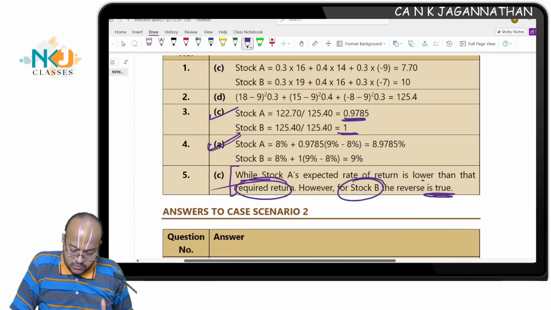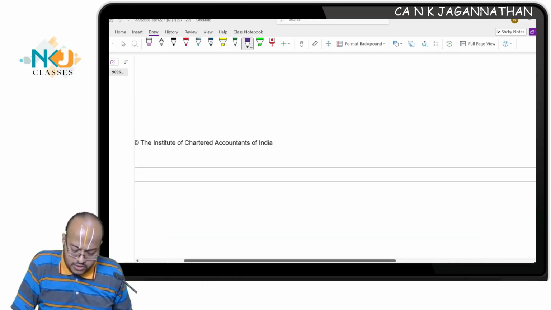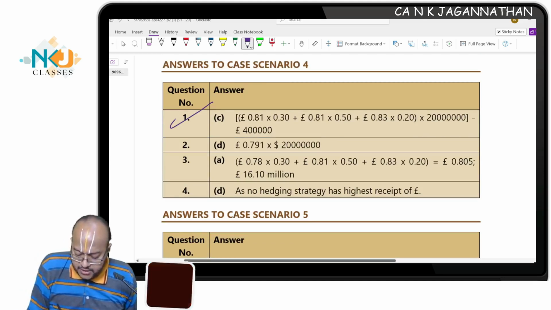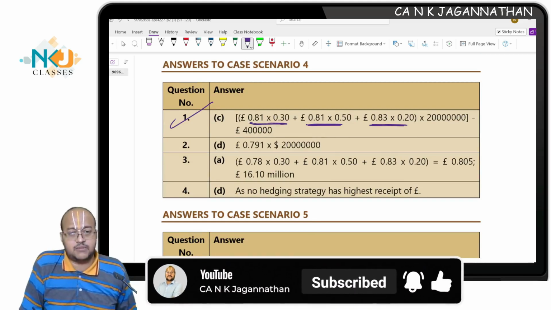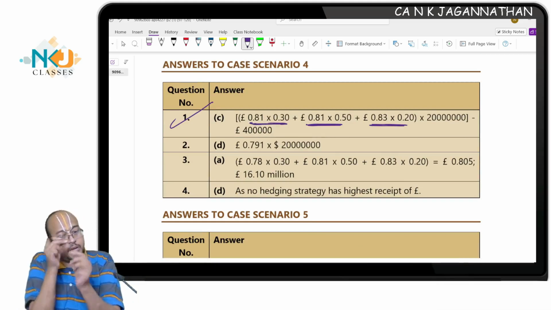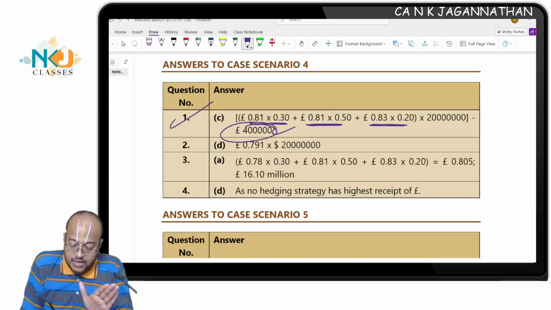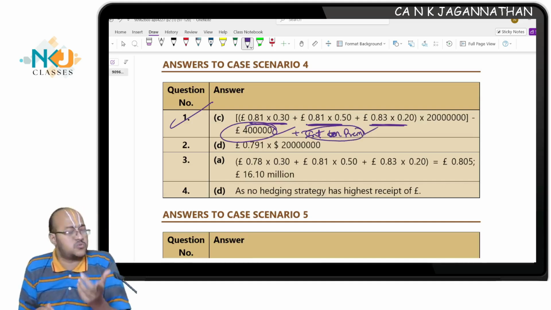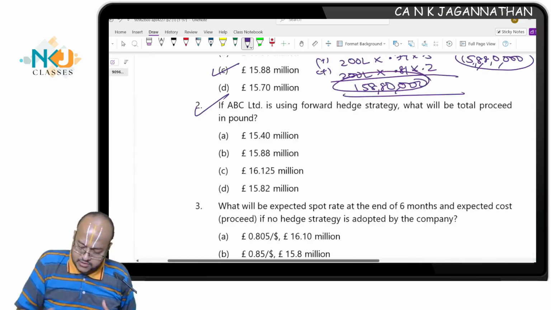They don't do it uniformly. One question they do this way, one question they do another way. See here, question number 4, to get the payoff they simply did 0.81 into 0.3, 0.81 into 0.5, 0.83 into 0.2. If you see the study mat, they have adjusted for the premium also, and here they have deducted the premium separately. In any case, they have not considered the interest lost on premium, which is the opportunity cost and should also be considered. This is the problem in this question.